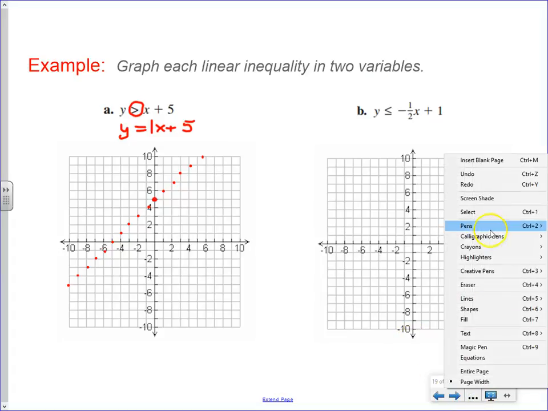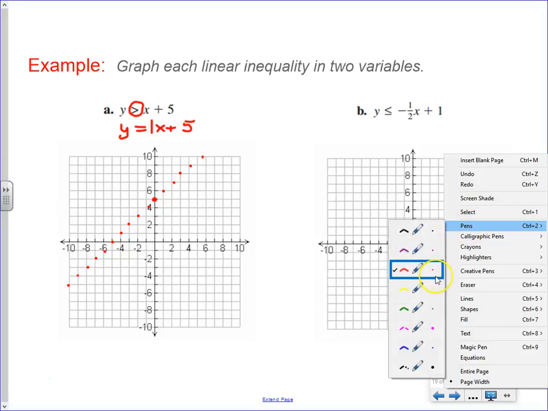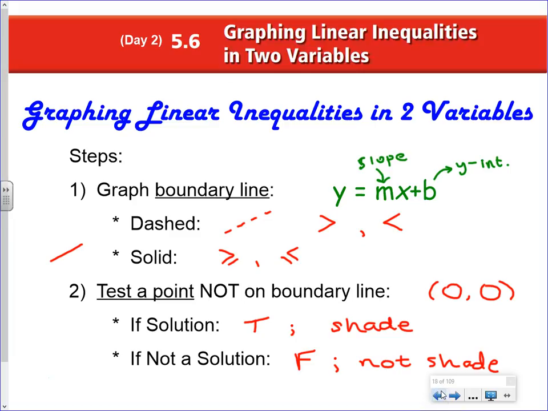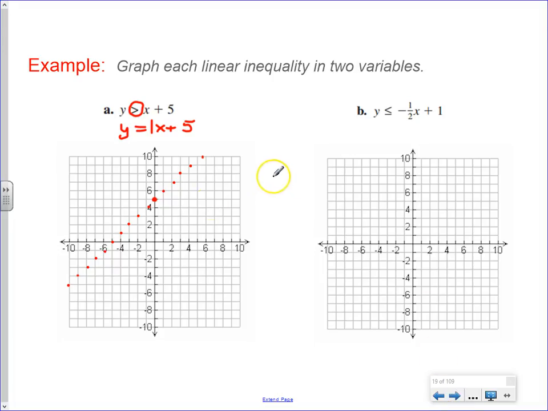Okay. What have we done so far? Good. We've graphed the boundary line. True? Step number 1. What's next? Test. If not a solution, shade. Who are we going to test?